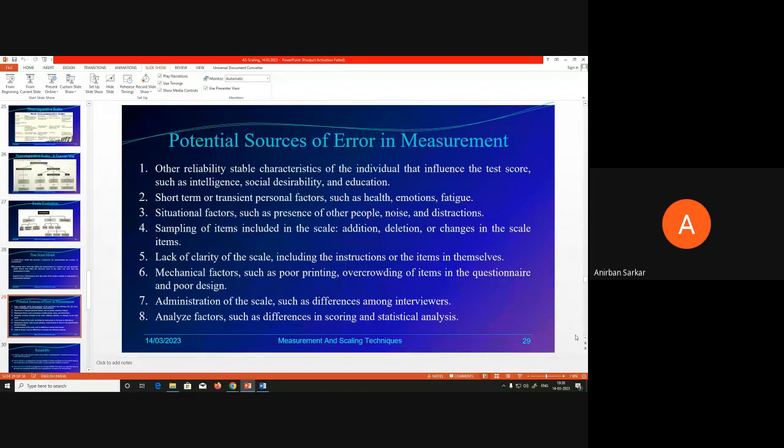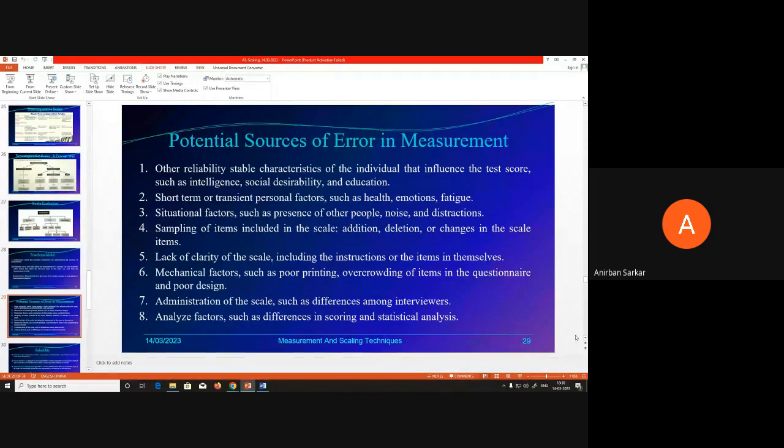Poor printing, overcrowding of items in the questionnaire, and poor design. So this is a systematic error. Why? Because the effect is constant. If the items in the questionnaire are overcrowded, or if there is poor printing, the respondents cannot properly read. So it is applicable for all the respondents, 200 or 400 respondents. Getting my point? So mechanical factors are systematic errors which have a constant effect.